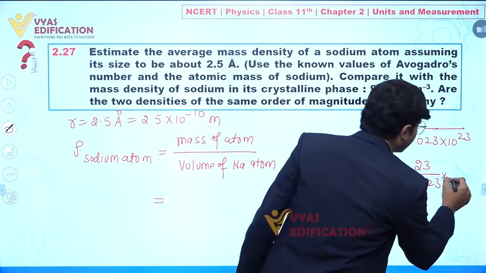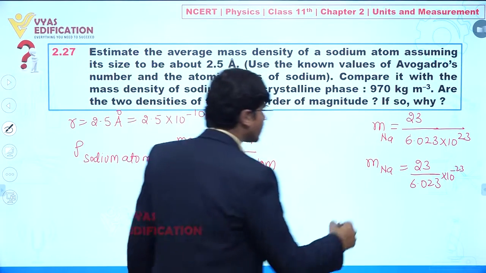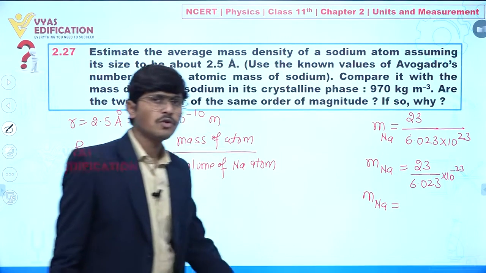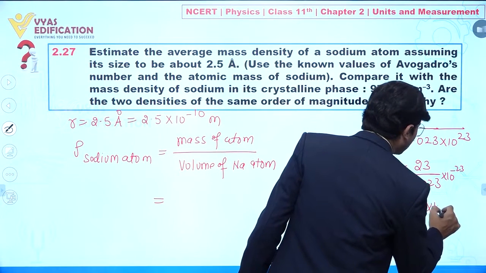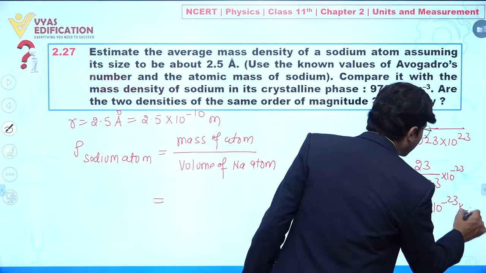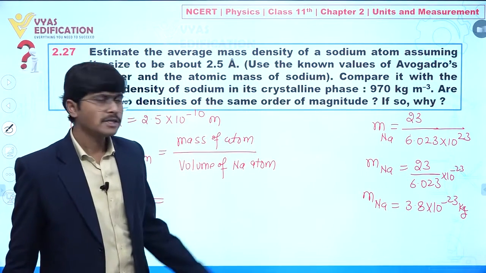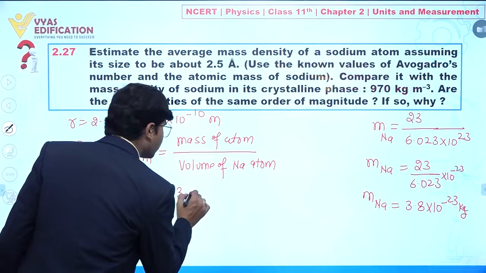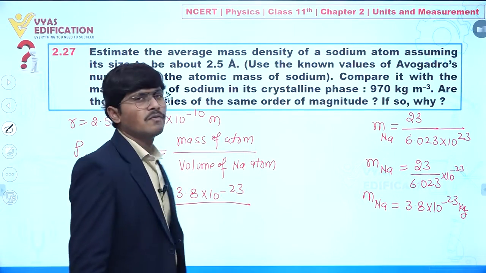It is multiplied by 10 to the power minus 23. Clear to you? So from here we can see the mass of a sodium atom is near about 4, or a little less, so 3.8 into 10 to the power minus 23 kilogram. This is in kilogram. So I can say the mass of the sodium atom is given by this. Now we can write this value here, 3.8 into 10 to the power minus 23 divided by the volume of the sodium atom.